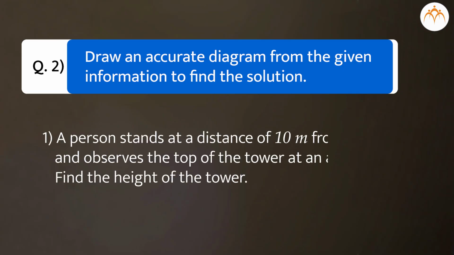A person stands at a distance of 10 meters from a tower and observes the top of the tower at an angle of 60 degrees. Find the height of the tower.